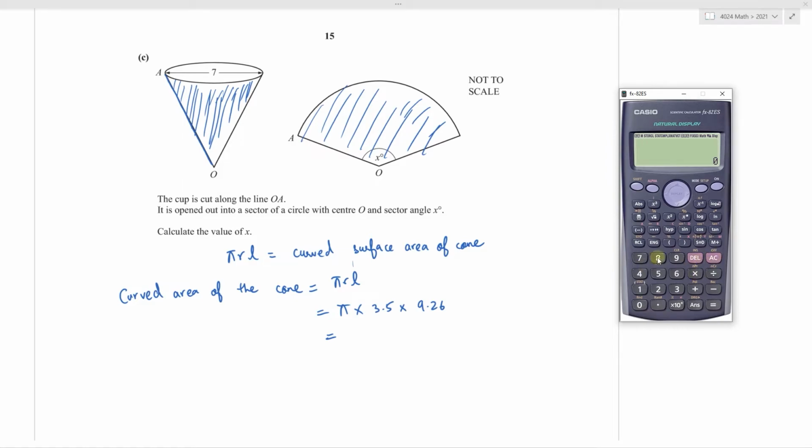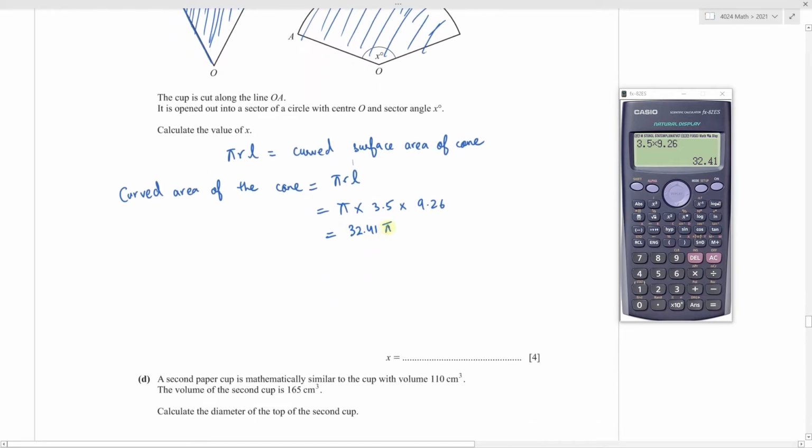So let me actually find it in terms of pi because it will cancel out later. 3.5 into 9.26. So this is 32.41 pi. If you want, you can calculate the value and multiply this by pi and calculate the actual value, but you'll see why I left this pi here in a minute.